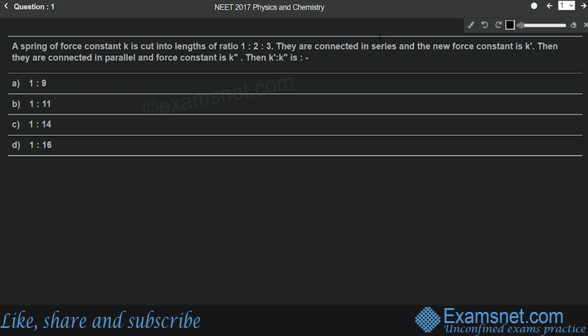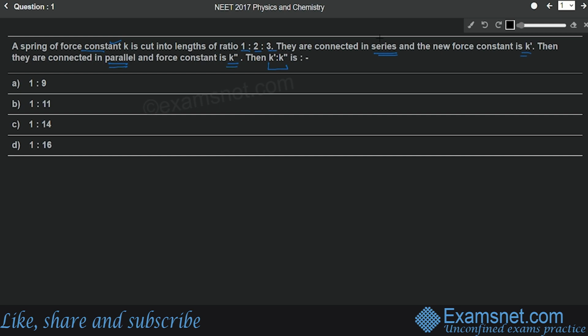The first question is related to simple harmonic motion, and the question is: a spring of force constant K is cut into lengths of ratio 1:2:3. They are connected in series and the new force constant is K dash. Then they are connected in parallel and the force constant becomes K double dash. Then the ratio of K dash and K double dash is? So we have to first find the K dash and then K double dash, and then find the ratio of these two, right?